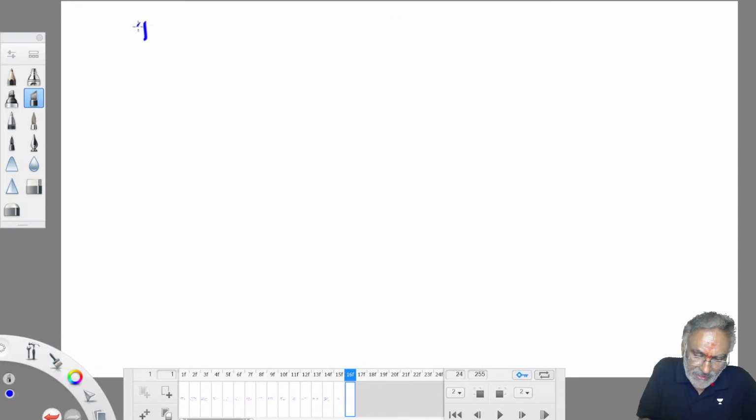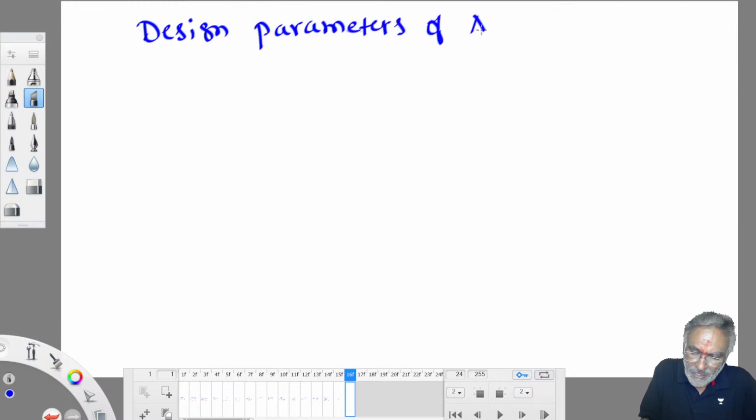Now, design parameters. From this only you will get questions in the exam. So if you understand that concept, then you can easily design. These are the design parameters of ASP.